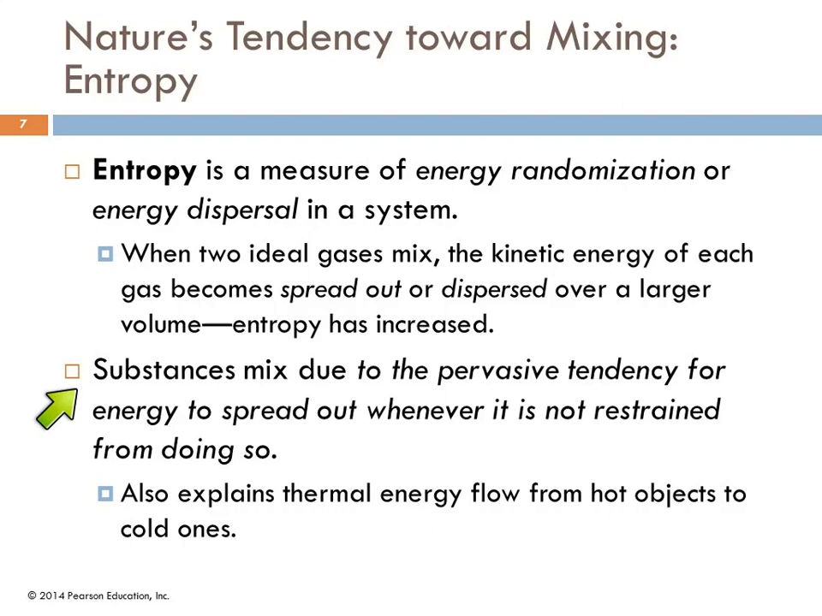So substances mixing, they mix due to this pervasive tendency for energy to spread out whenever it is not restrained from doing so. The reason that things mix together is because then the energy is dispersed, the energy gets spread out, and entropy has increased, and that is a favored process. This also explains why thermal energy flows from hot objects to cold ones. Because when the heat spreads from the hot thing to the cold thing, it has spread out, and energy spread increases entropy.